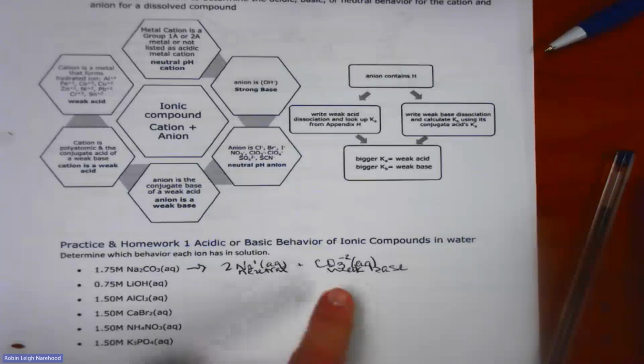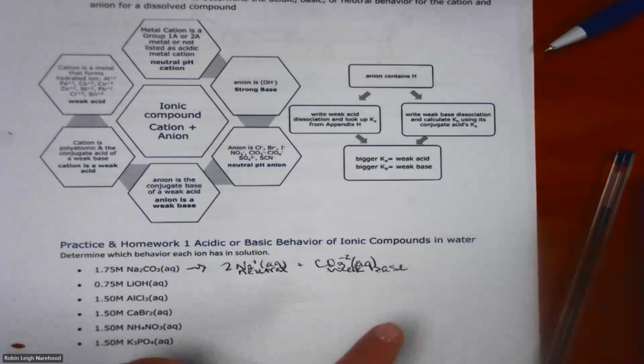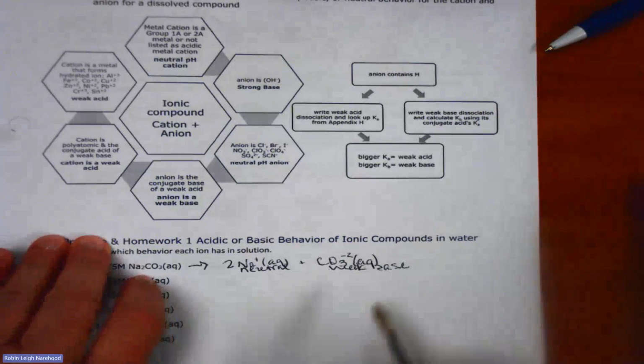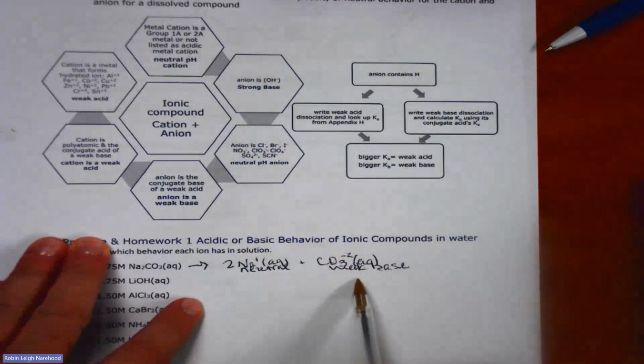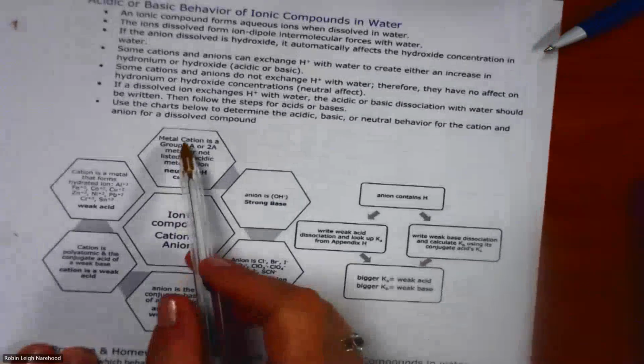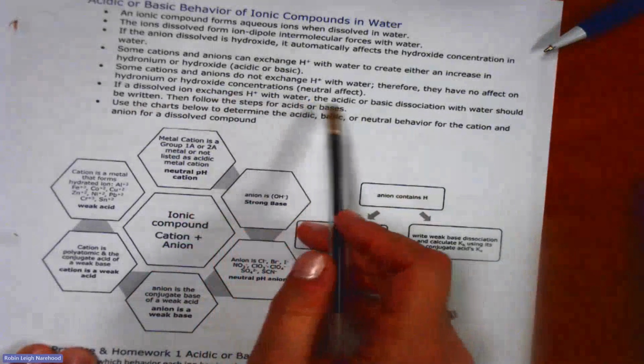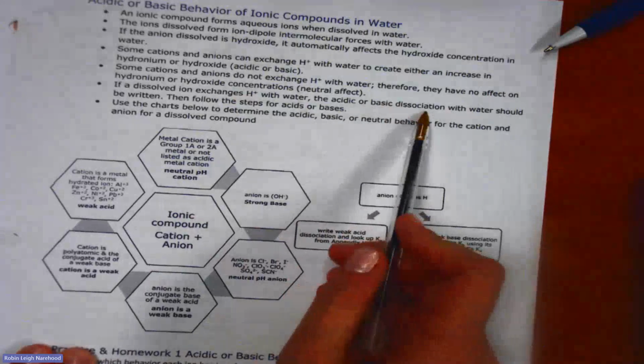So this forms ion-dipole between the oxygens of carbonate and water, but then with that ion-dipole, a hydrogen can be exchanged from water to carbonate because it's a weak base. Weak bases accept hydrogen. And so this is from last week. If this is a weak base, if it exchanges hydrogens with water because it's acidic or basic, then you would show that behavior with water.